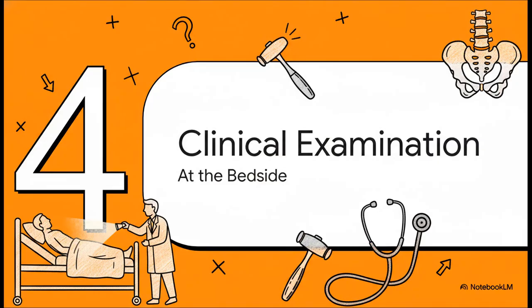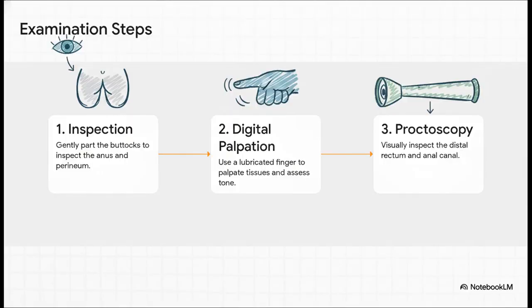Right, so that's the theory. Now for the really important part, for all you future doctors, how does this apply at the bedside? Let's talk about the clinical examination. When you're doing an examination, it's a simple 3-step process. Don't skip any. First, you just look. Inspection. Gently part the buttocks, have a good look at the skin around the area. Then, step 2 is palpation. With a lubricated, gloved finger, you assess the sphincter tone. You can even ask the patient to squeeze so you can check the voluntary muscle function. You're also feeling for any lumps or bumps. And finally, if needed, you would use a proctoscope to get a direct look inside. Inspection, palpation, proctoscopy. Easy to remember.